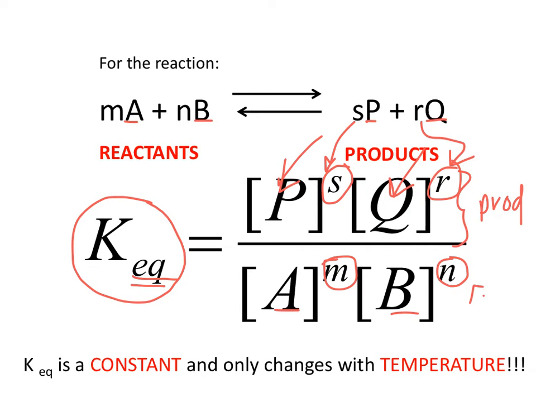So products over reactants. This is one of the things that students mix up in this kind of problem. You need to make sure you've got products over reactants, and you can't forget the coefficients becoming the exponents in this expression. So also the equilibrium constant is a constant that only changes with the temperature. So that's something important to remember as well.